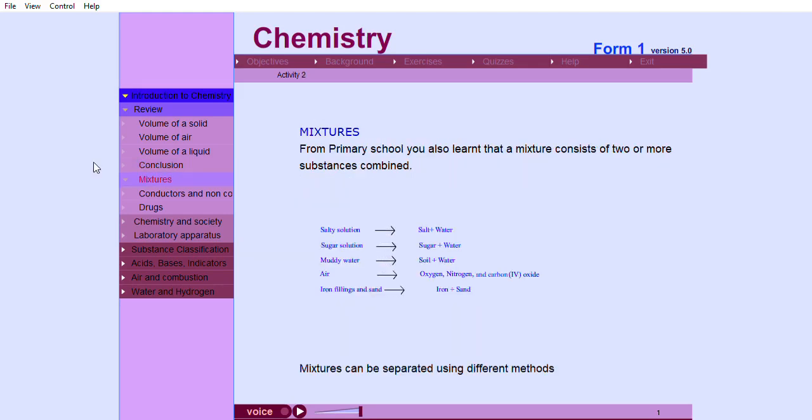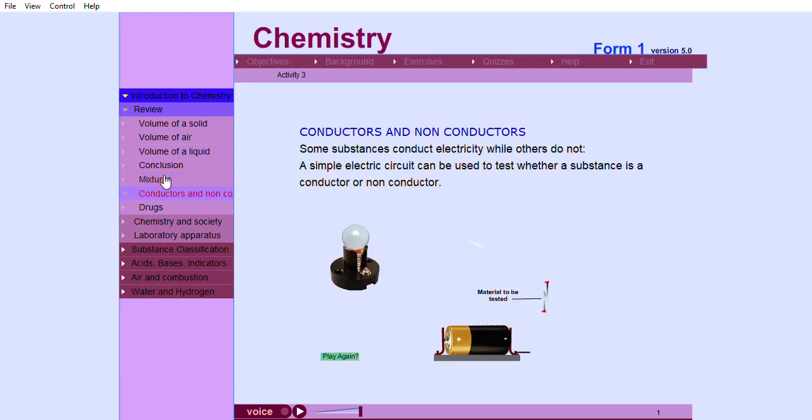From primary school, you also learned that a mixture consists of two or more substances combined together. Mixtures can be separated using different methods. You also learned about conductors and non-conductors. A simple electric circuit can be used to test whether a substance is a conductor or a non-conductor. Some substances are conductors while others are non-conductors.